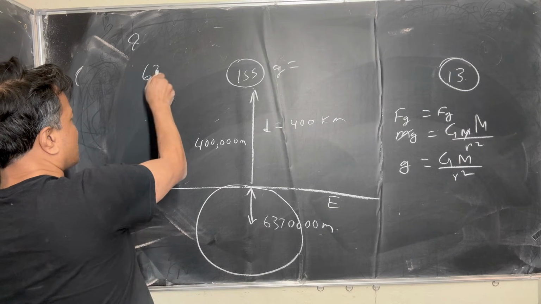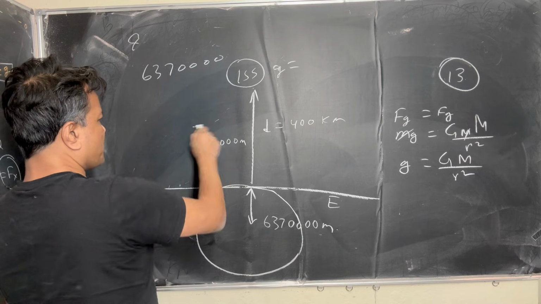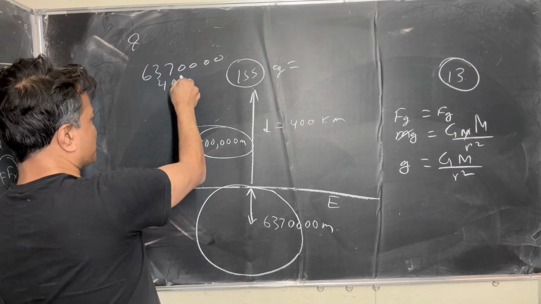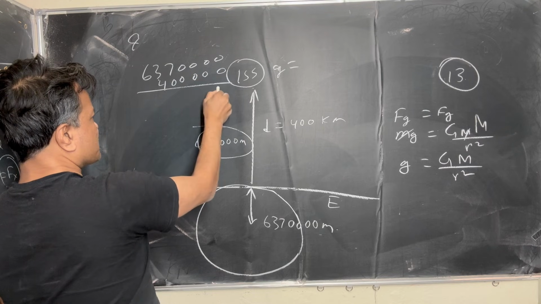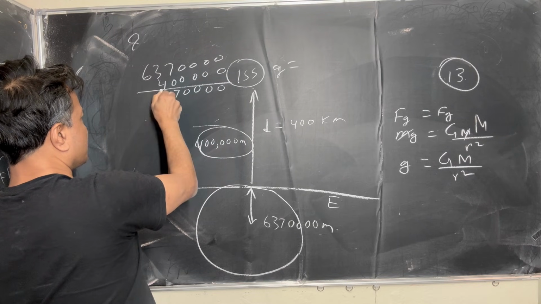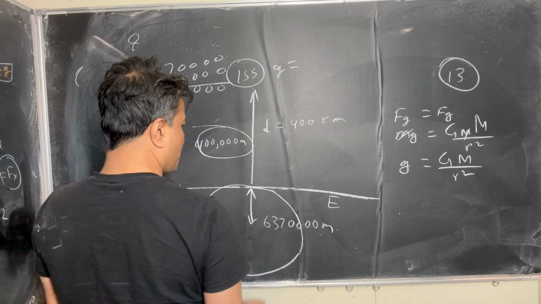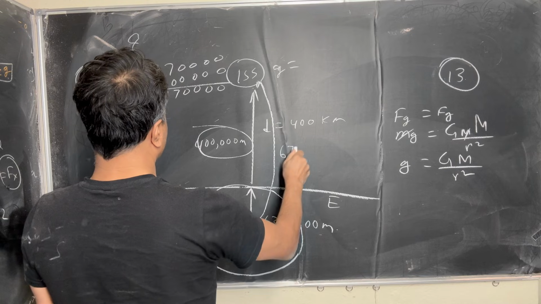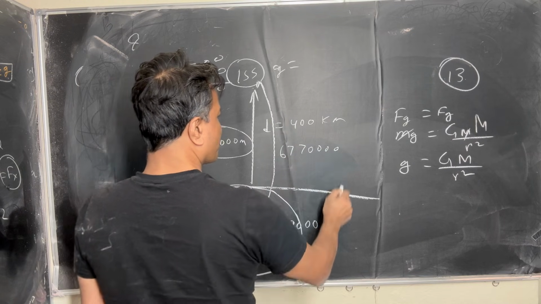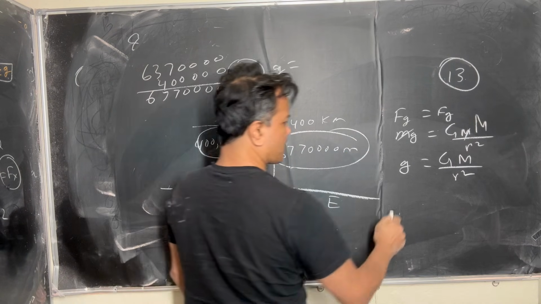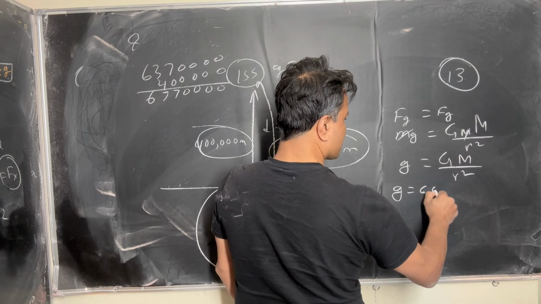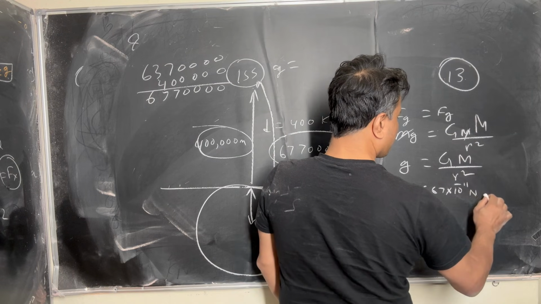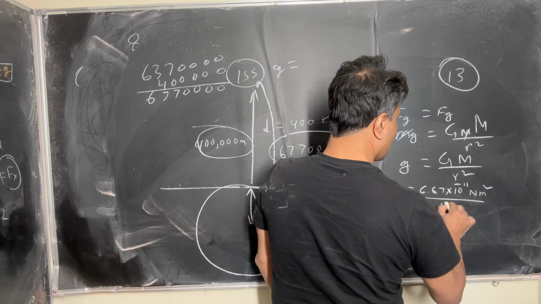R is 637,000 plus 400,000. So from the center of the Earth to the ISS is 677,000 meters. So you're going to write G is equal to 6.67 times 10 raised to negative 11 newton meter square over kilogram square.